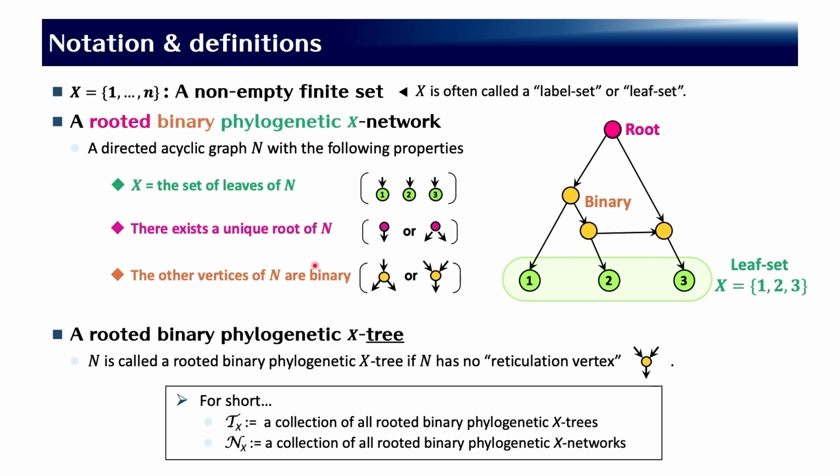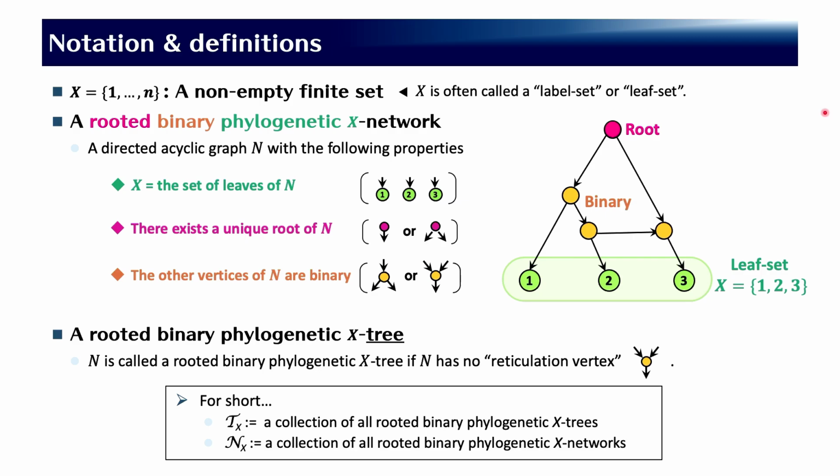In this lecture, the symbol X always denotes a non-empty finite set, which can be interpreted as a set of present-day species. The set X is sometimes called the label set or leaf set. So we now state the definitions of phylogenetic trees and networks. Here I define phylogenetic networks first because phylogenetic trees are just a special case of them.